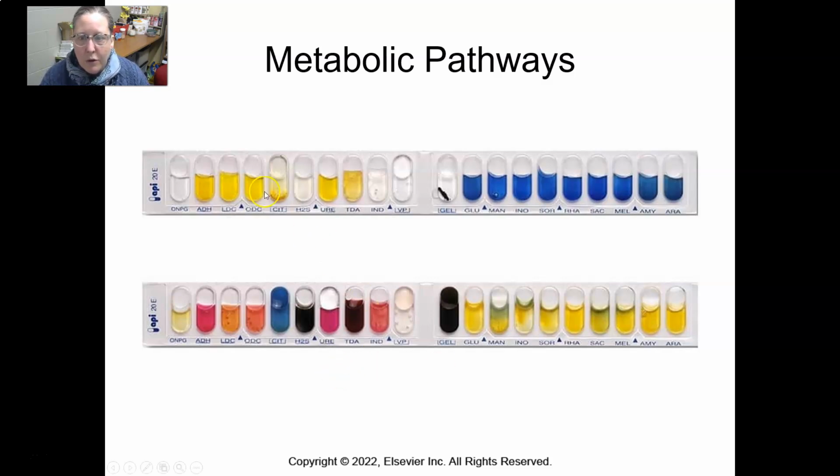So this is a quick one, like the API 20E for gram negatives. So this is what an API strip would look like if it's completely negative. There's no growth, no reaction in any of the wells. And then here is what it looks like if all of these are positive. So this is your negative key, this is your positive key, basically. And depending on the patterns and the reactions in each of these wells, you can help identify different types of gram-negative bacteria.